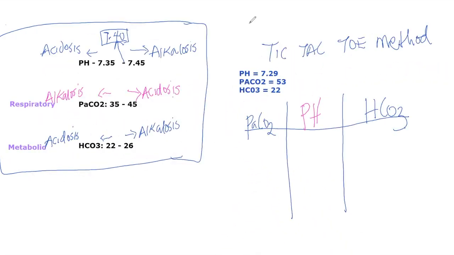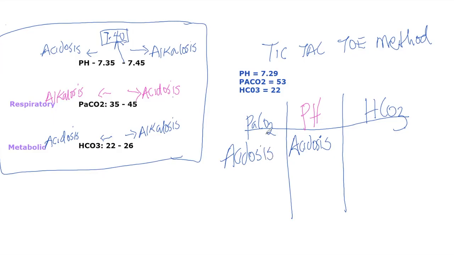Another example: we have a pH of 7.29. Going back to your reference point, 7.29 is less than 7.35. So it is what? It is acidosis. I want you to literally do this with me as we do it, so that you really understand it. PaCO2 on the other hand is 53. Going back to our reference point on the left side of the screen, it's greater than 45, so that would be acidosis. So respiratory would be acidosis.